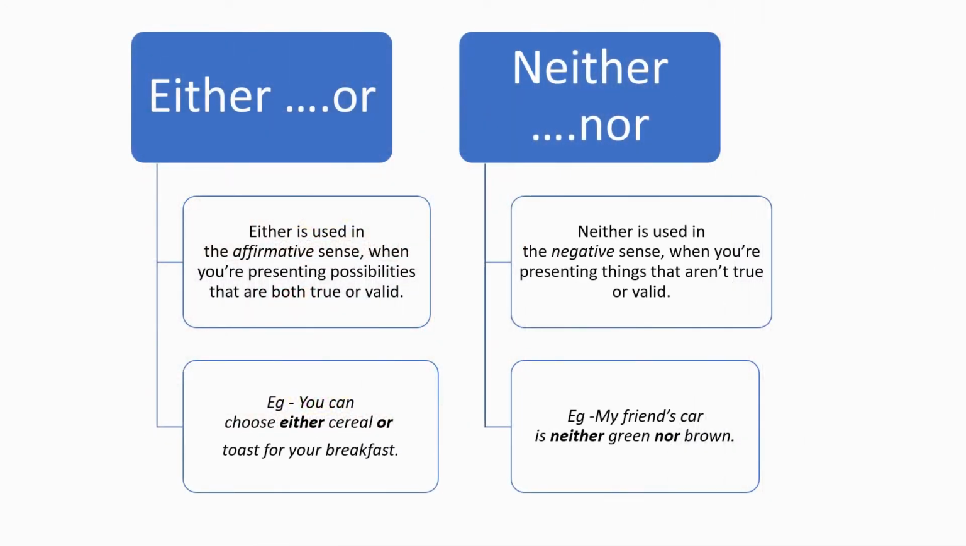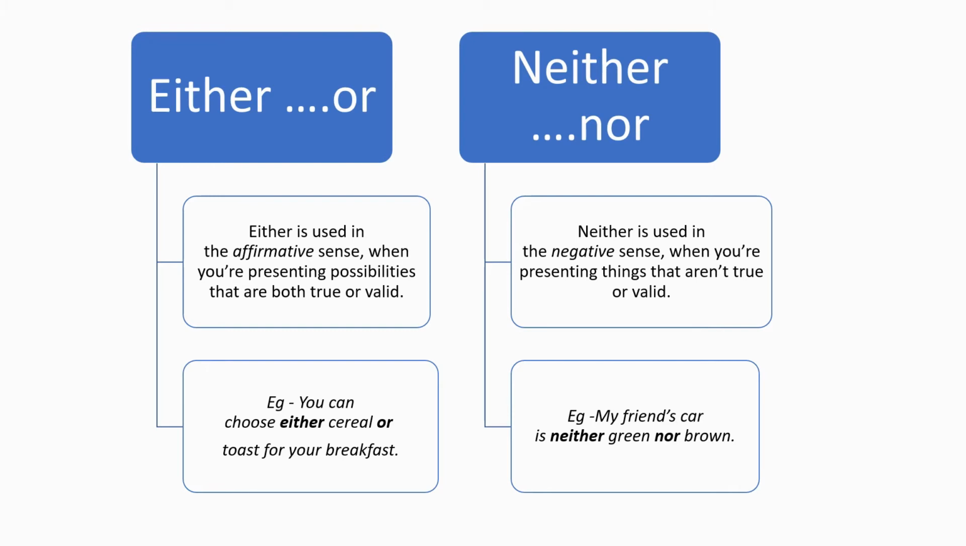Let us look at the difference between the two. Either is used in the affirmative sense when you are presenting possibilities that are both valid or true. Example, you can choose either cereal or toast for your breakfast. So you're giving two possible choices which are true, which are valid. Okay, this is an affirmative sense. So we use either and or.